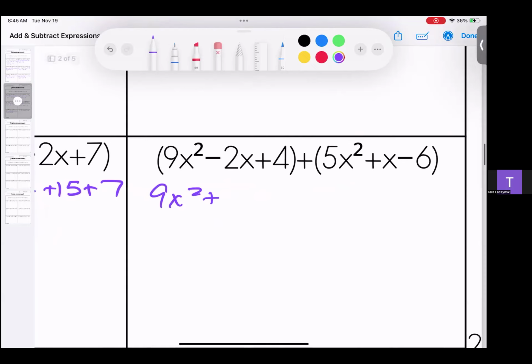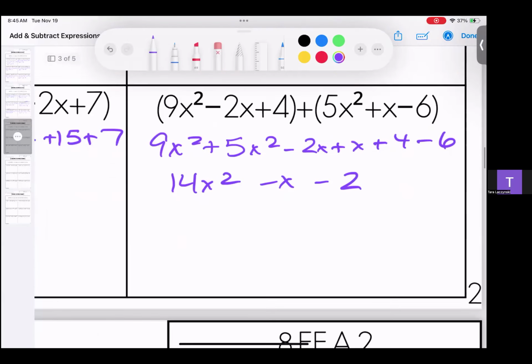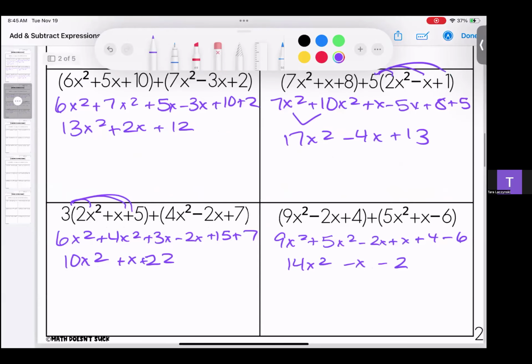9x squared plus 5x squared minus 2x plus x plus 4 minus 6. Just putting like and like together. 9 and 5 is 14x squared. 2 minus 1 is 1. Keep it negative. 6 minus 4 is 2. Keep it negative. You could do plus negative x plus a negative 2 if you prefer. That is page 2. Questions, you know where to find me.